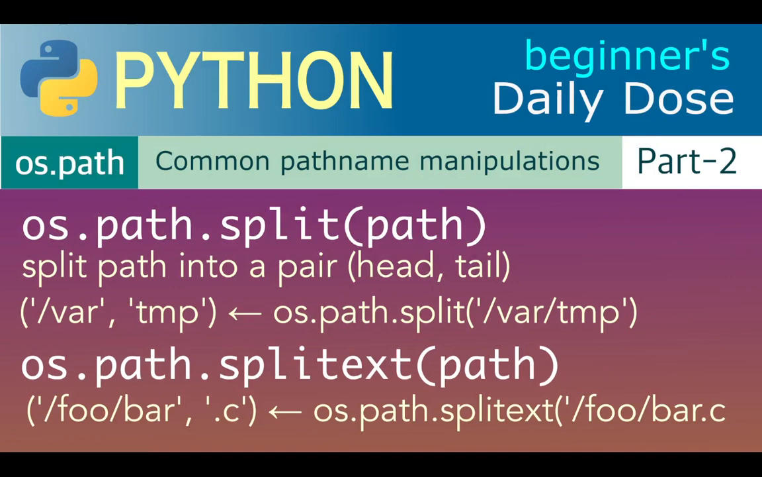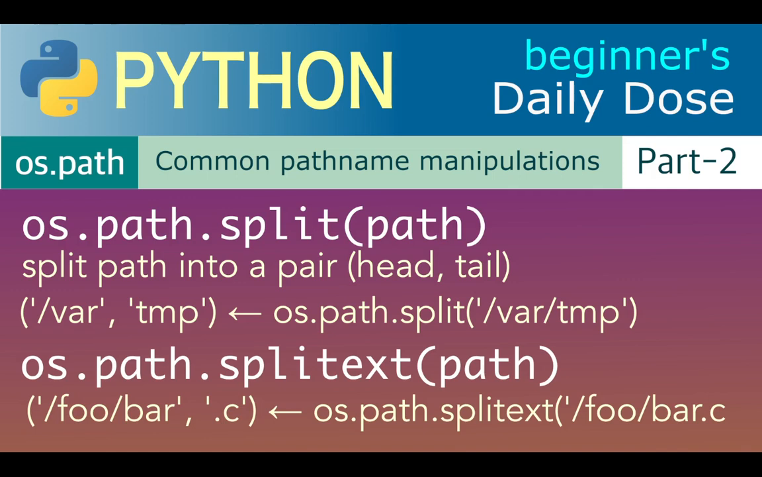In this video, this is part 2 on the series of videos about the module os.path, which is about common path name manipulations. This module contains multiple functions that will be very useful for manipulating path names for Unix and Windows like operating systems. In the part 1 video, if you have not watched that video, I highly suggest that you watch that video also. In part 1, I discussed the two functions expandvars and expanduser.